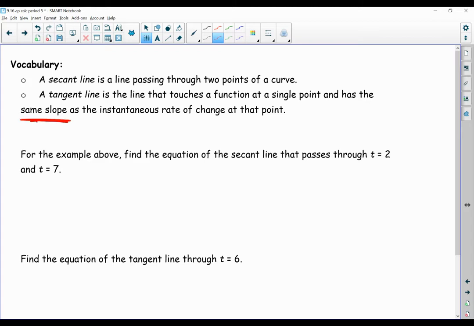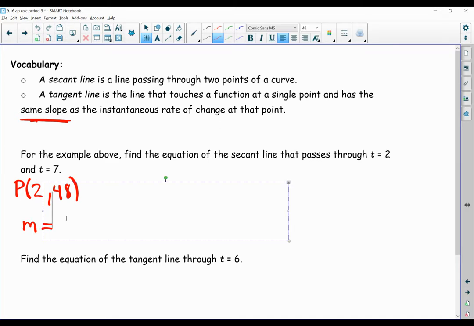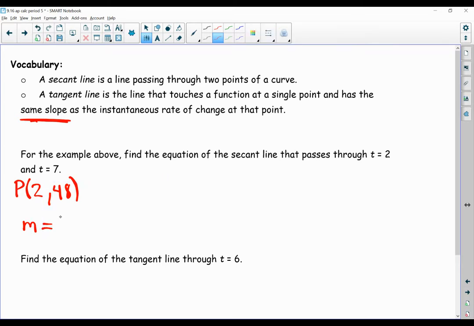So if I'm drawing a line at x equals 2, whatever the slope of the function is at 2, the slope of my line should be at 2. So let's see if we can find the example for our secant line that goes through 2 and 7. Again, I'm going to use point-slope form here, and I know when I plug in 2, I get out 48. I just chose that point, and I know my slope from my AROC from before was 3. So I'm going to go y minus 48 equals 3 times t minus 2.